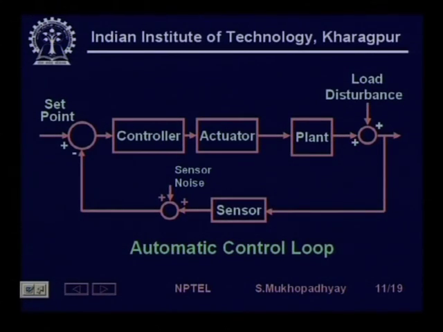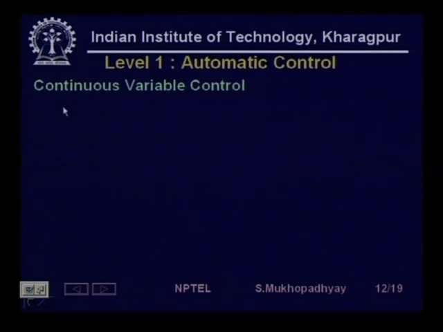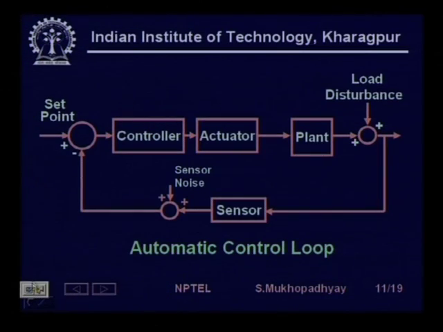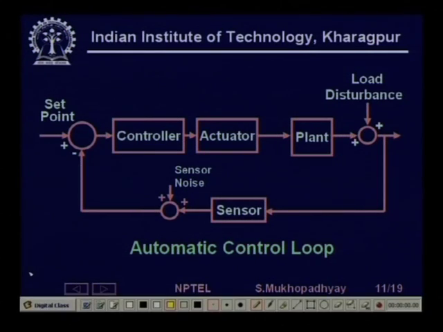As I said before, the job of the controller is to maintain the set point, which comes from the supervisory control. So why should the set point change? Why, once I set it carefully, should it change? It changes because of disturbances.